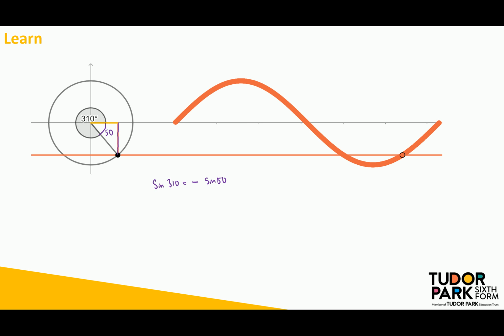And again, remembering back to CAST, sine is only positive in the first and second quadrant, where all of them are positive and sine is positive. So when we get round to here, the value of sine will be negative.